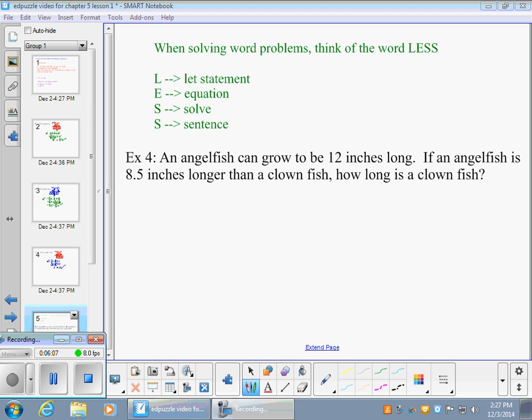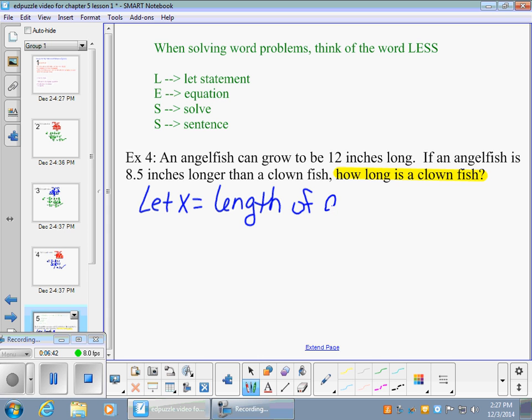So let's look at our first word problem. An anglefish can grow to be 12 inches long. If an anglefish is 8.5 inches longer than a clownfish, how long is a clownfish? Well, the first thing I like to do is see what we're looking for. What's our unknown? It's asking us how long is a clownfish. So that's what we're trying to find. That's your let statement. So let x equal the length of a clownfish.